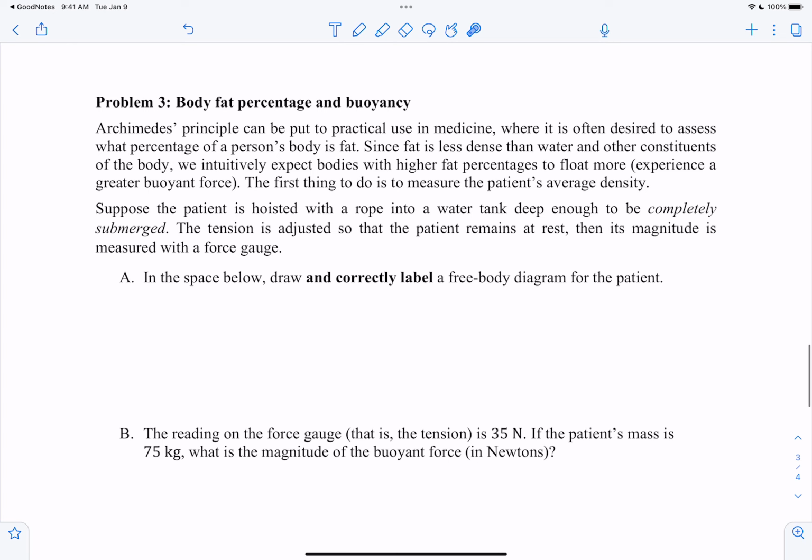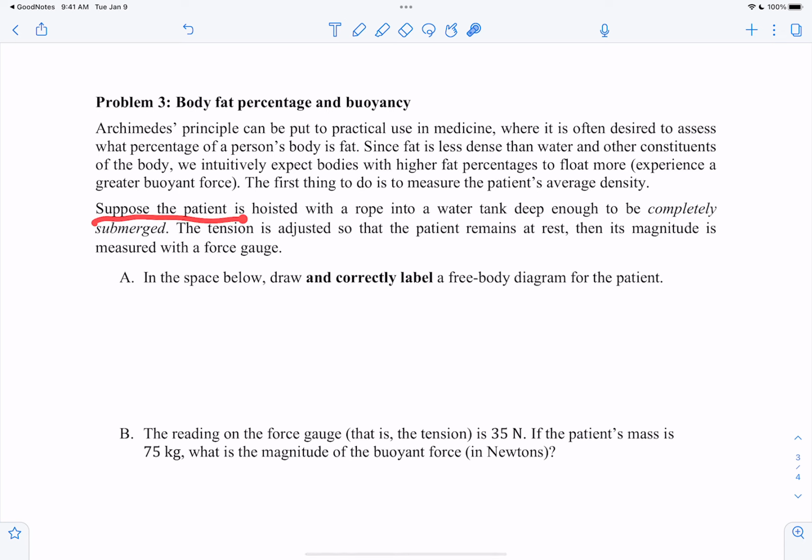Archimedes' principle can be put to practical use in medicine, where it's often desired to assess what percentage of a person's body is fat. Since fat is less dense than water and other constituents of the body, we intuitively expect bodies with higher fat percentages to float more, experience a greater buoyant force. The first thing to do is measure the patient's average density.